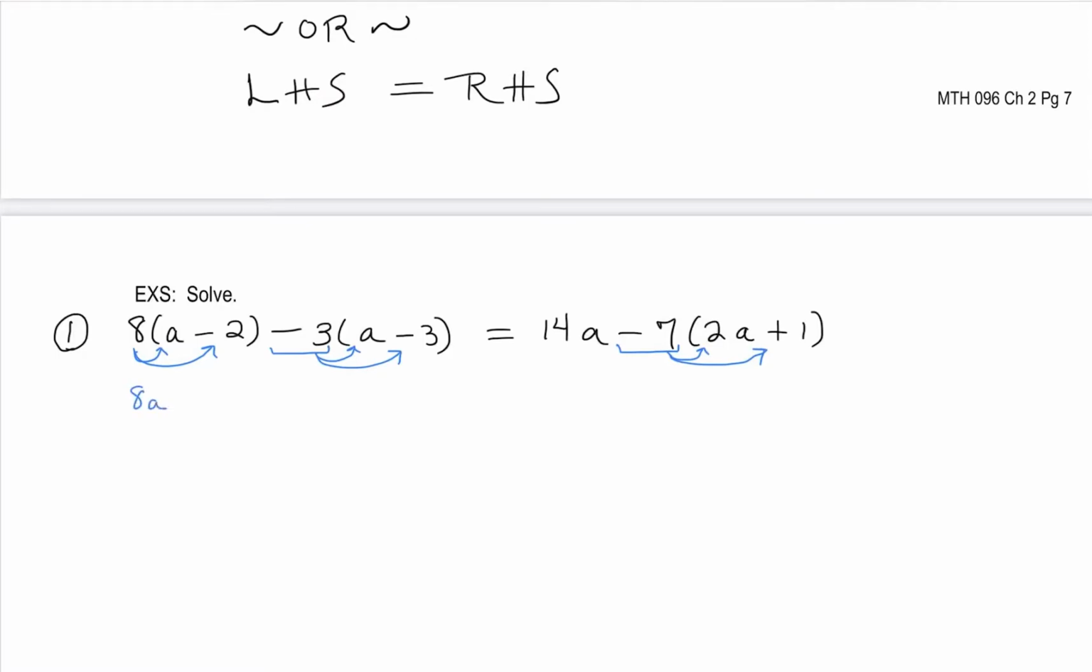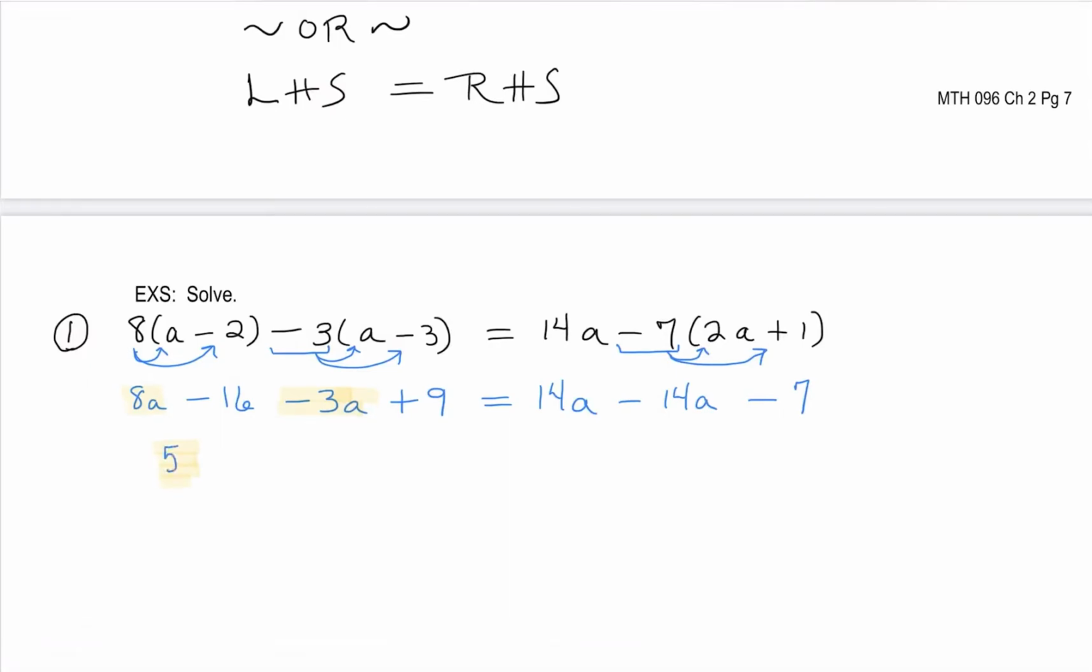All right, so what do we have? 8a minus 16 minus 3a, being careful on this sign, plus 9, equals, on the right-hand side, 14a minus 7 times 2a is 14a. Again, be careful on your sign here, minus 7. Okay, so again, before you start adding and subtracting numbers to both sides, pretend it's not even an equation right now. Just work on simplifying each side down. Treat it like a little mini simplification problem from 2.1.